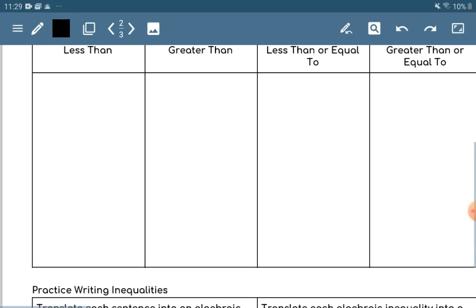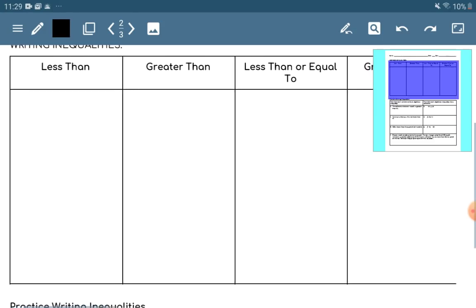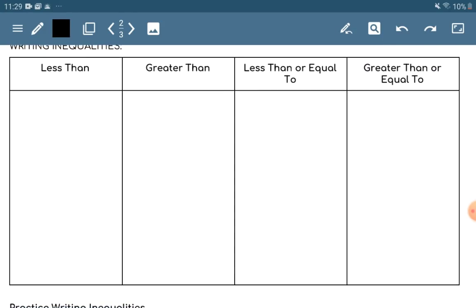A little while ago, we talked about different words that tell us to use addition, subtraction, multiplication, and division signs, as well as equal signs. Now we're going to talk about words that tell us to use less than, greater than, less than or equal to, and greater than or equal to. So we're going to talk about something they all have in common at the end, but right now I'm just going to go through and fill in this table.